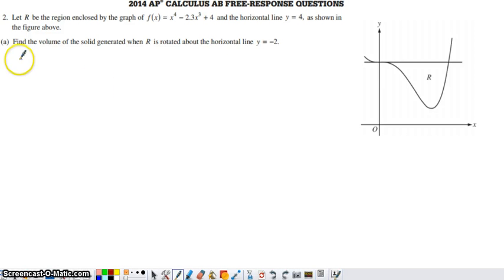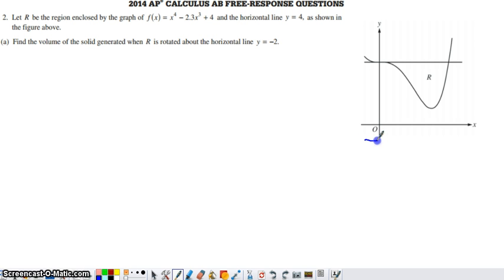So here we'll check out part A of number 2. This is on the 2014 AB exam, and they define f of x to be this quartic function, and then they give you the horizontal line y equals 4, and they tell you that the region R is the region between those. Part A says find the volume of the solid generated when that region R is rotated about the horizontal line y equals -2.